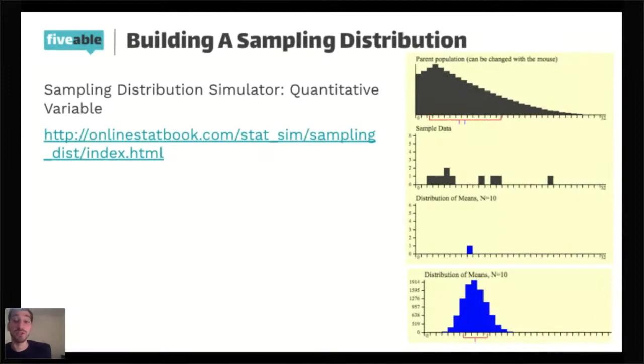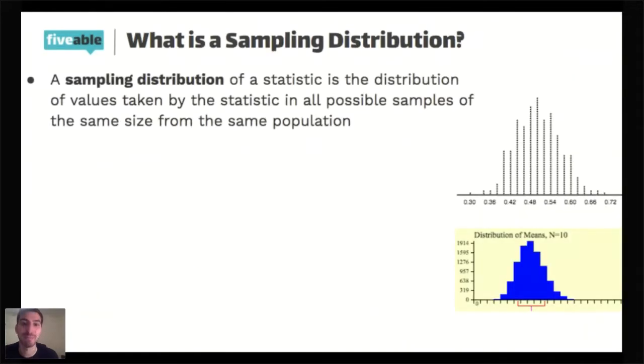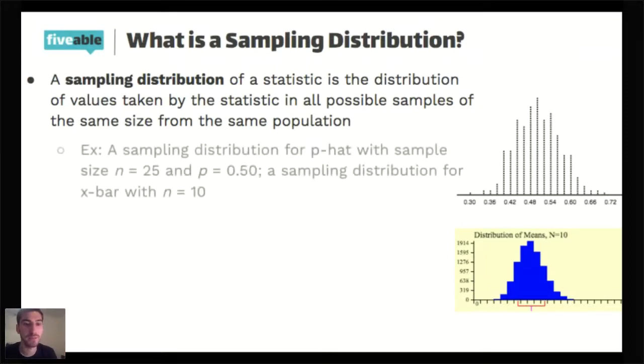Okay, so we just saw this, the images on the right, we just saw a simulation of that. And so we just saw a sampling distribution. We simulated building a sampling distribution, which is the distribution of values taken by the statistic p hat or x bar in all possible samples of the same size from the same population. So I kept pulling the same number of individuals over and over again out of that original population.